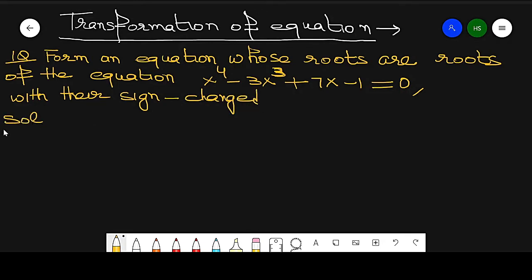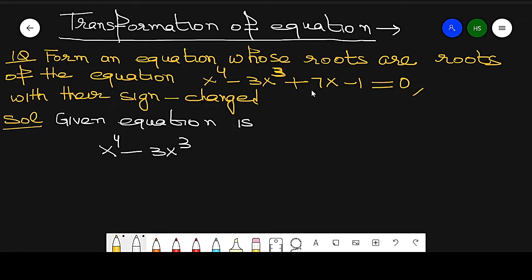Solution. So how we will solve this kind of equation? First step is the given equation, which is x raised to power 4 minus 3x cube. Now the third term is missing, so I can write it as 0x raised to power 2 plus 7x minus 1, which is equal to 0. So this equation is called complete.